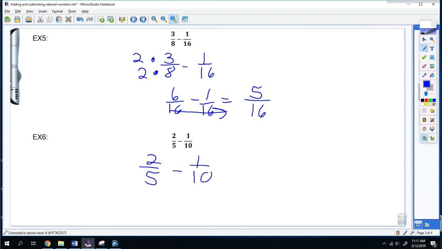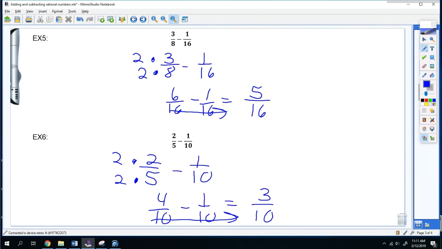So now you have a common denominator. And you got to change the 5 to 10. So by multiplying that by 2. So now you have 4/10 minus 1/10. And the denominator stays the same, so it'll be 10. So now I have to do 4 minus 1, which is 3.